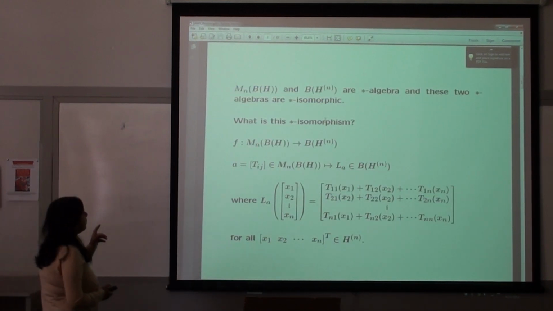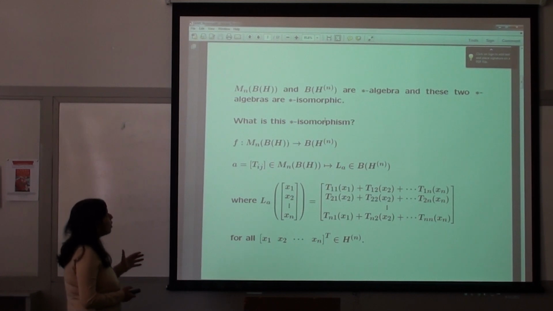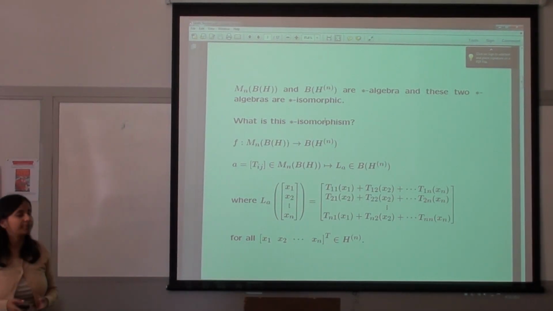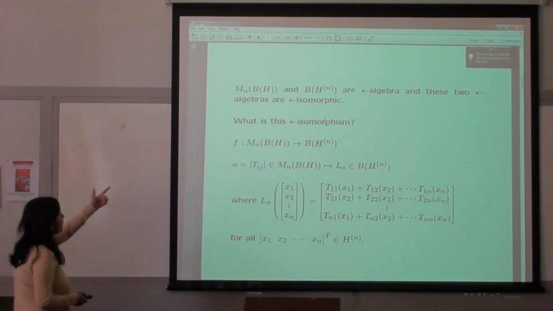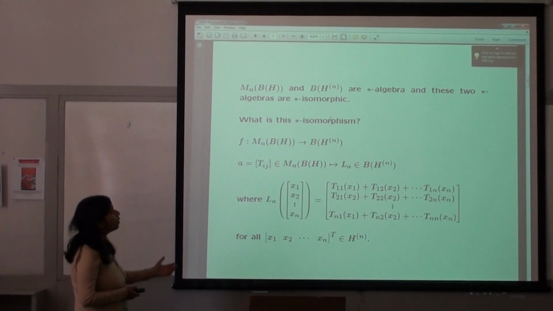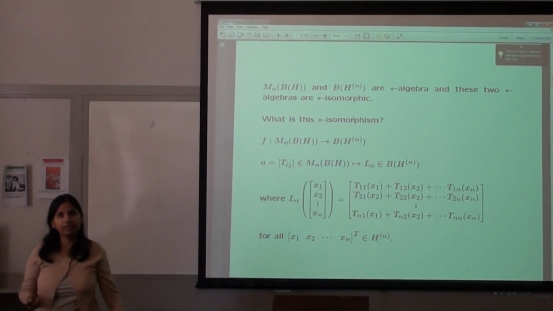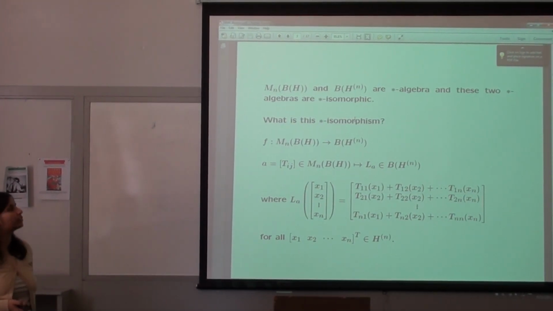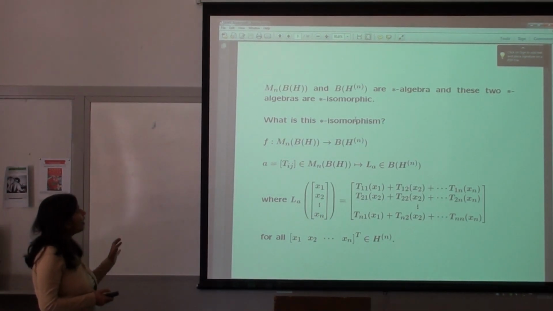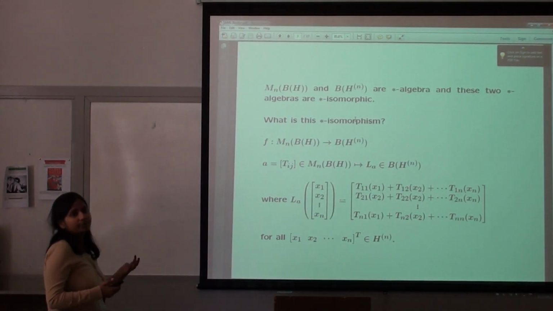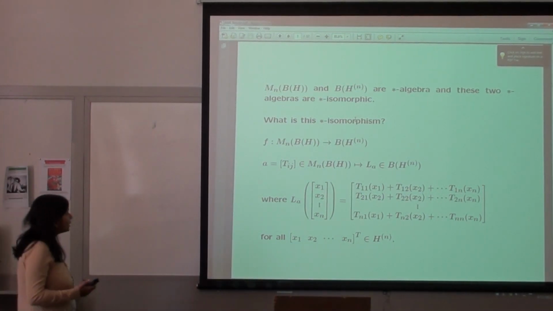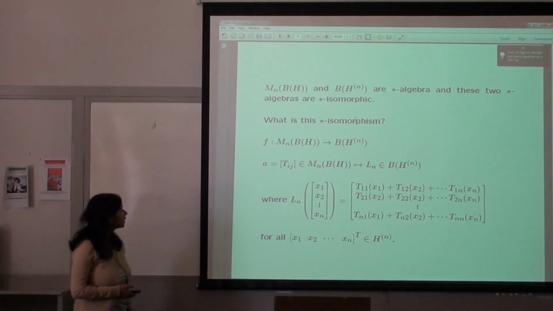Now, the matrices of operators and the bounded operators on a Hilbert space are both star algebras. Star algebra means, for example, that matrices have a conjugate transpose as a star, and bounded operators on the Hilbert space have an adjoint. Every operator has a corresponding adjoint. So those two spaces are isomorphic as star algebras, and the star structure is also preserved. So what is this star isomorphism?